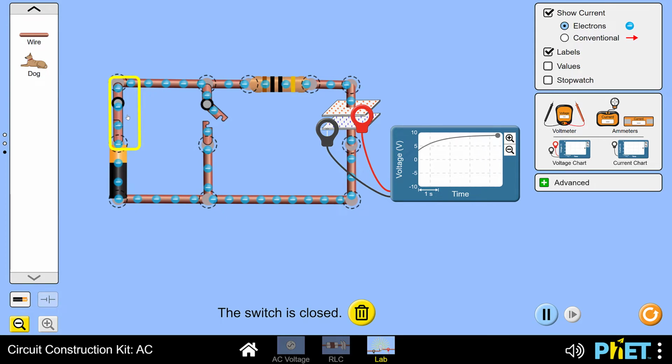You can see I get this logarithmic growth curve, and my capacitor charge gradually approaches the same charge as the battery. Now I'm going to disconnect the battery and discharge the capacitor. Now you see the exponential decay of the capacitor charge.